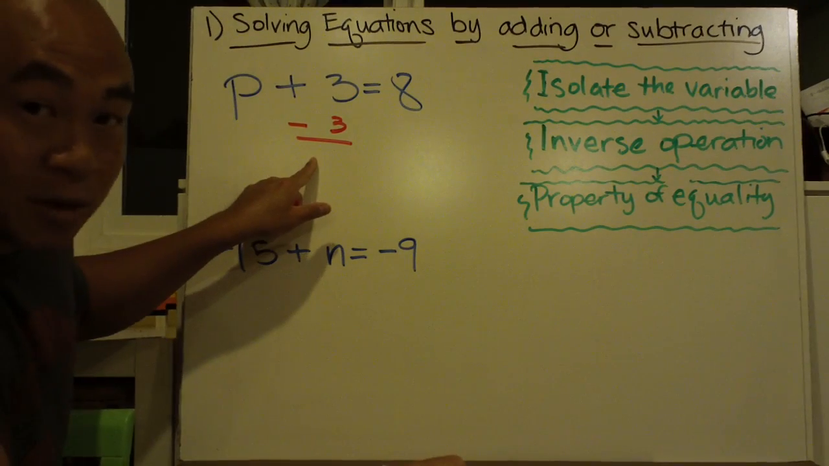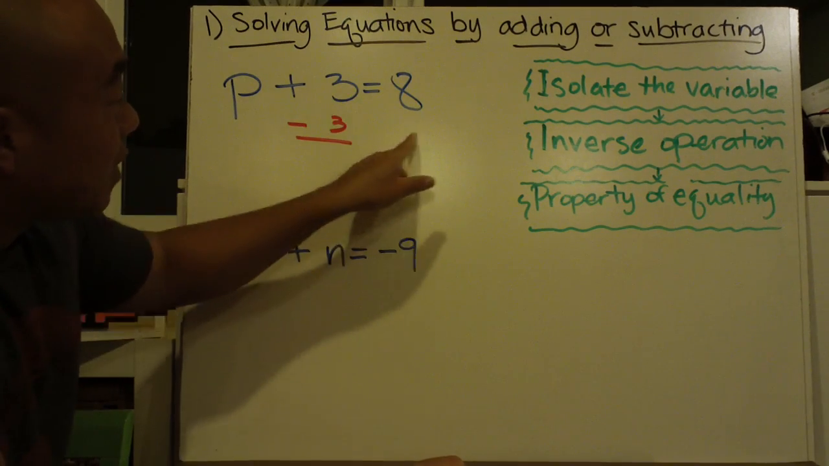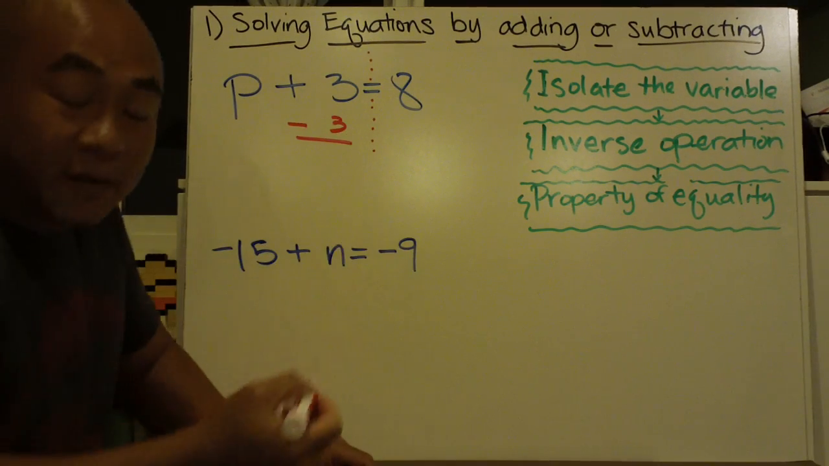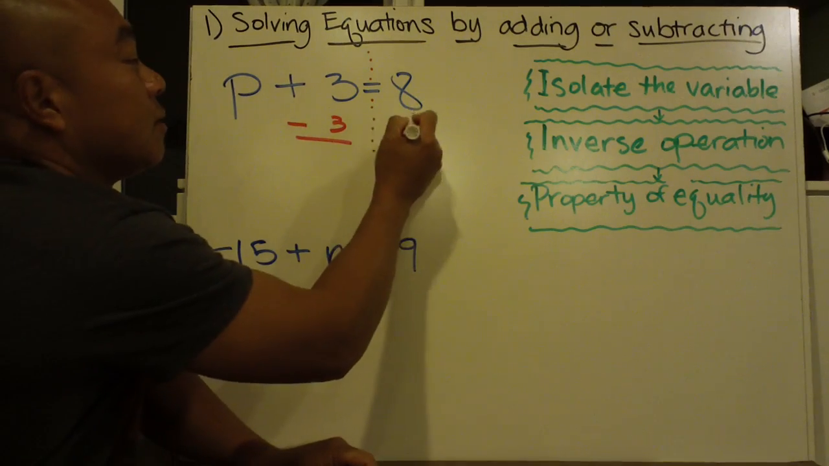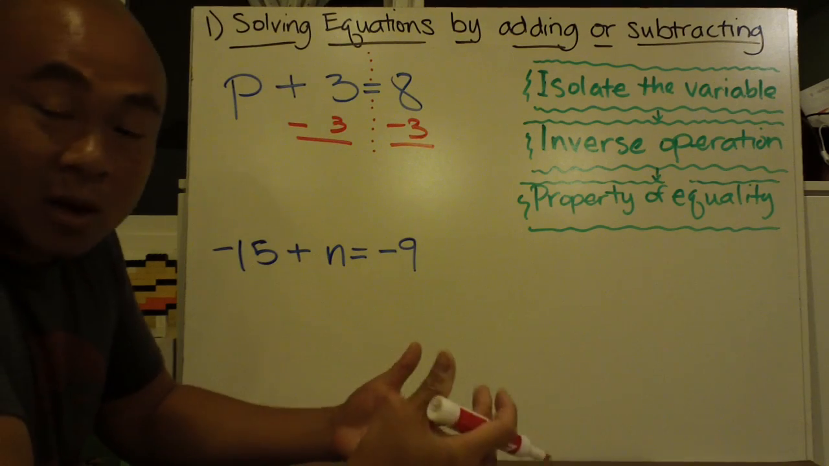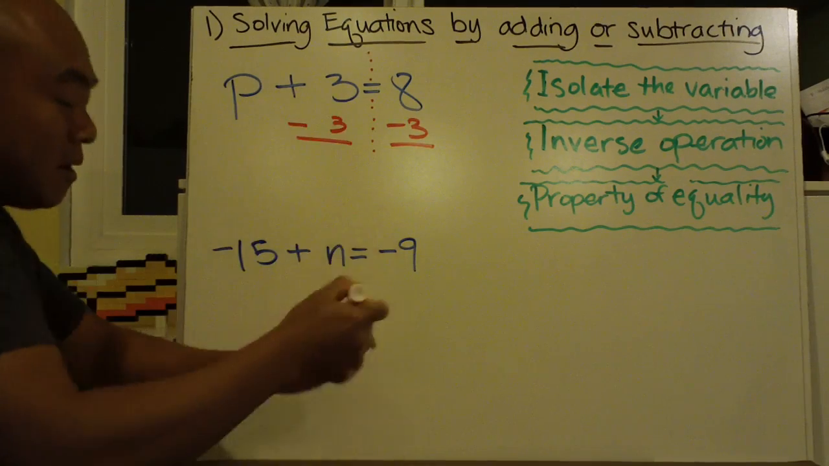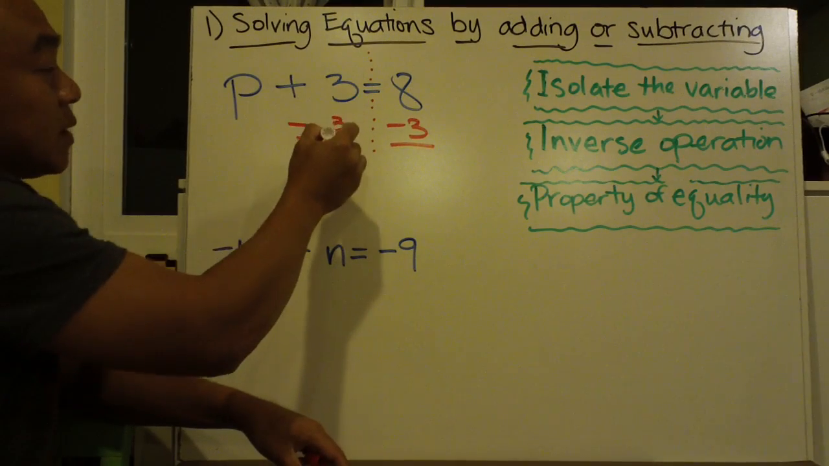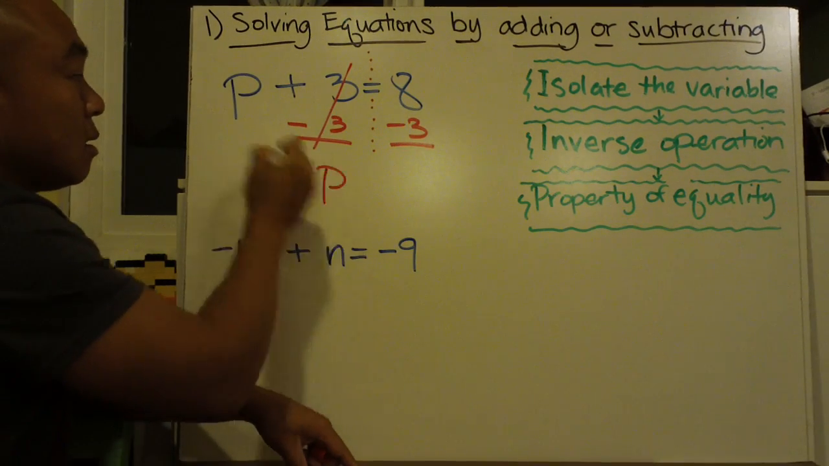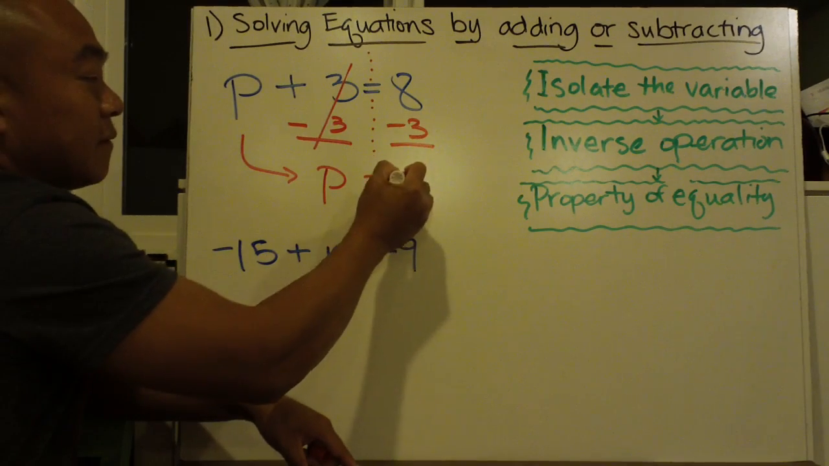However, we can't just subtract 3 here. If we subtract 3 here, we need to subtract 3 on the other side of that 8. So if you want to draw a line, subtract 3 here, then that makes things equal. Because remember, we're talking about an equation. Both sides have to be equal. So now I have p plus 3 minus 3, that's equal to 0. I have p left, equals, and 8 minus 3 is equal to 5.